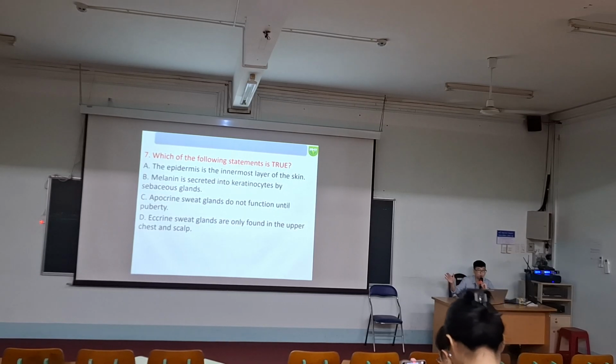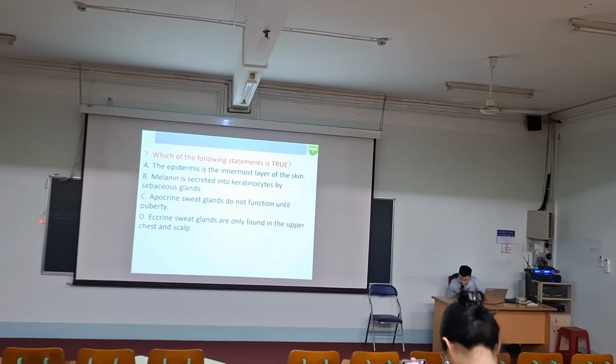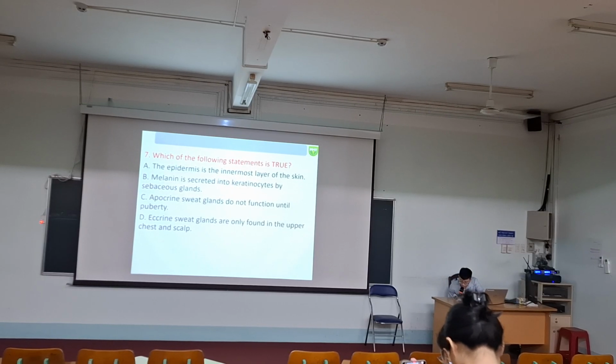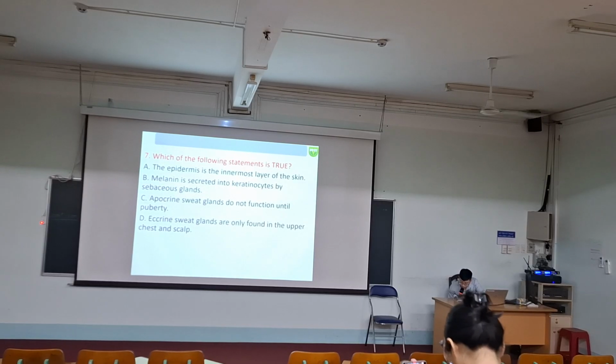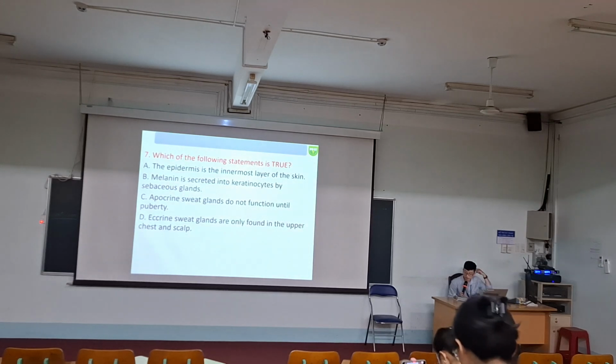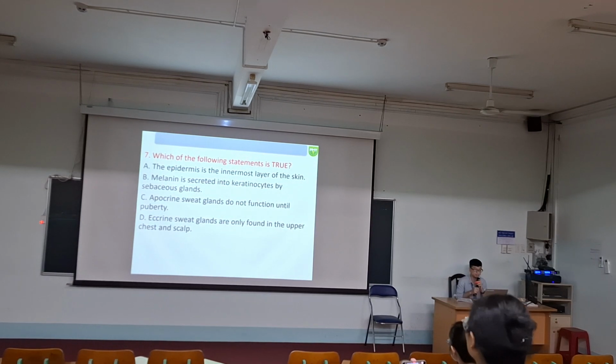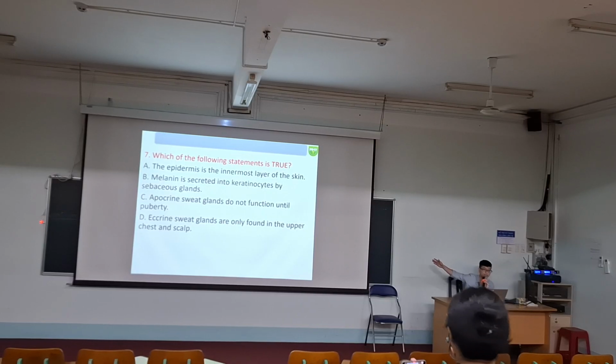Apocrine sweat glands are only found in the upper chest and scalp. It's false because apocrine sweat glands can be found in which areas? Can you see that and tell me? Upper chest, back, face, scalp, right? Not only chest and scalp, but also back and face. So the right answer here is C, 7C.